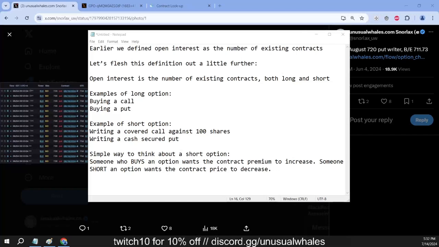If you're unfamiliar with short options, the simplest way I can put it is someone who buys an option wants the contract premium to increase. Someone who is short an option wants the contract price to decrease.